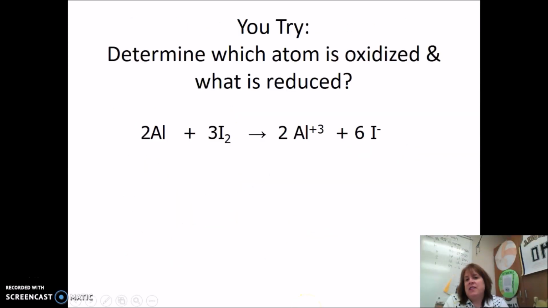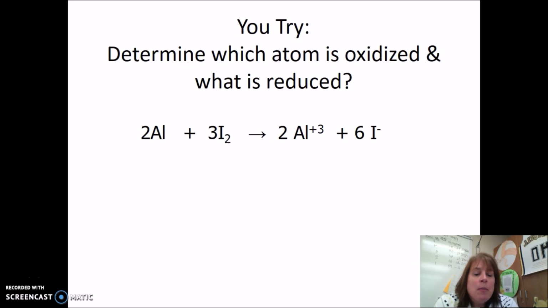All right, how about you try this one? We have aluminum plus iodine yielding aluminum plus 3 ion and iodine minus 1 ion. Who's being oxidized and who's being reduced? All right, well, let's see. Did you get them right?